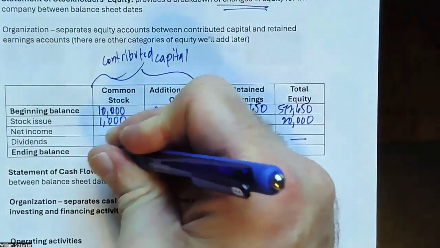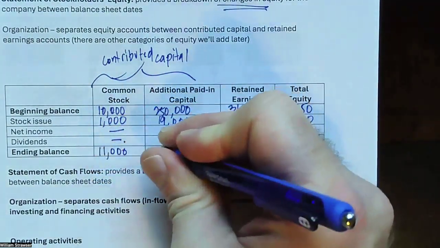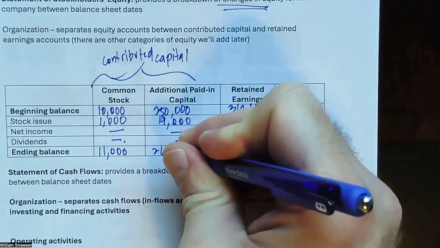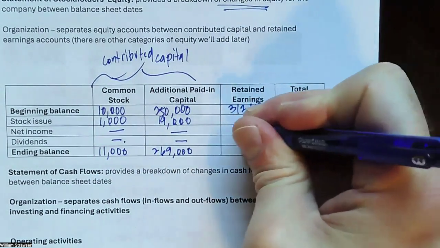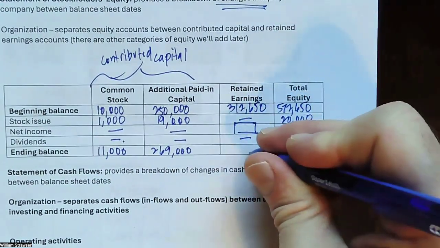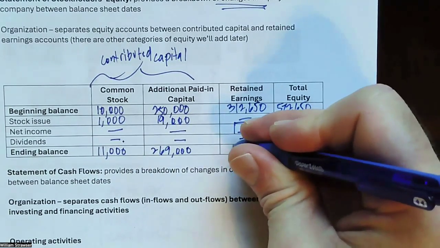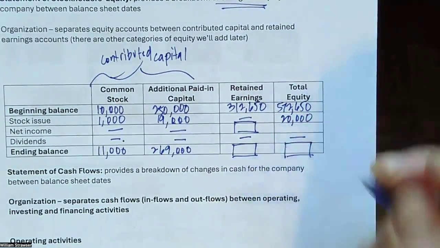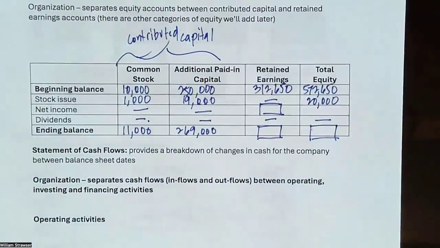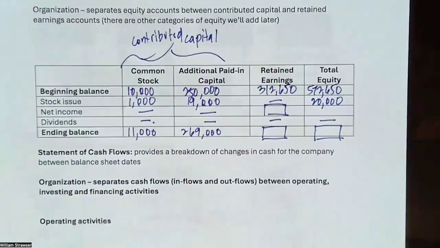So we can go ahead and write through the ending balances of these two accounts. Now all we need is this missing piece of net income. And then we'll be able to come up with the ending balance of retained earnings, which will give me the total equity balance for the end of the year. Okay. We'll do the income statement in the next video.